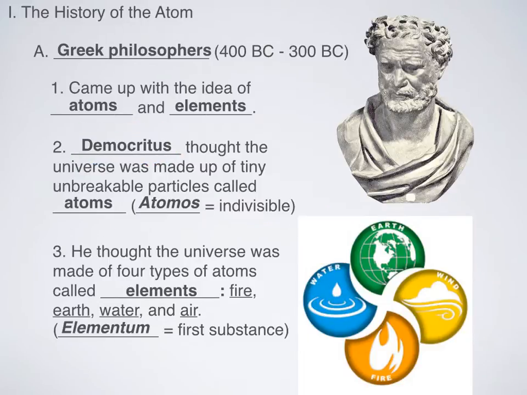Now, it was popular thought at the time that the universe was actually made up of four different types of things, and so he just thought that there are four different types of atoms, and we call those elements. Now, the elements that they thought there were are fire, earth, water, and air. Anyone who's ever played any RPG video game kind of knows that. But the word element itself comes from the word elementum, which means first substance.